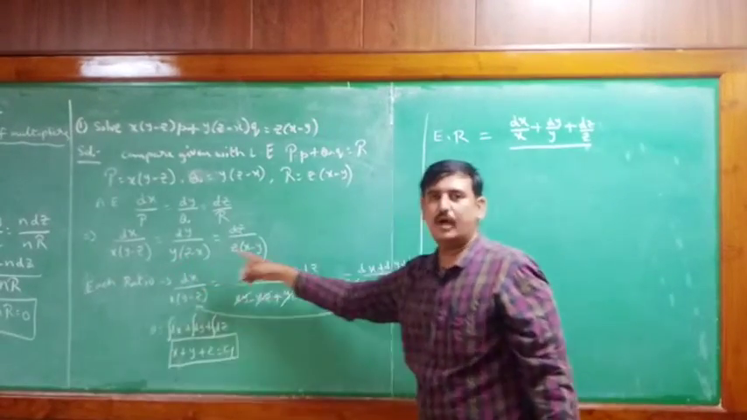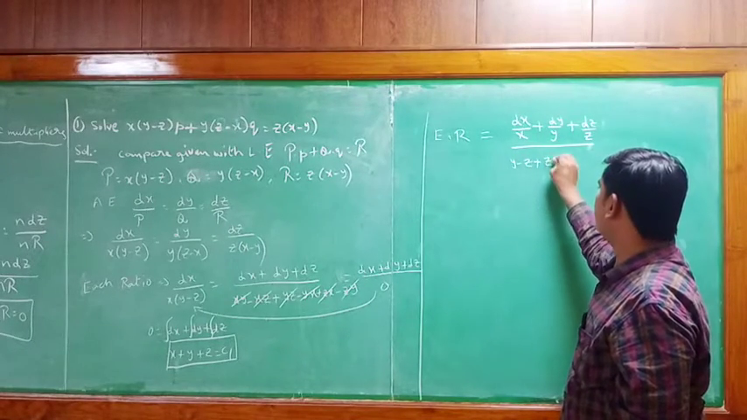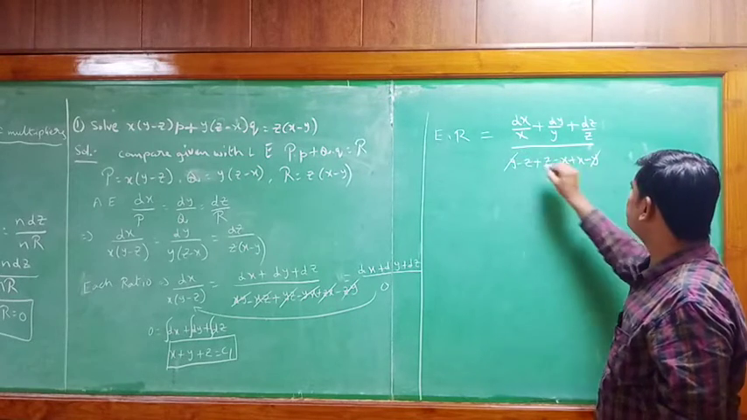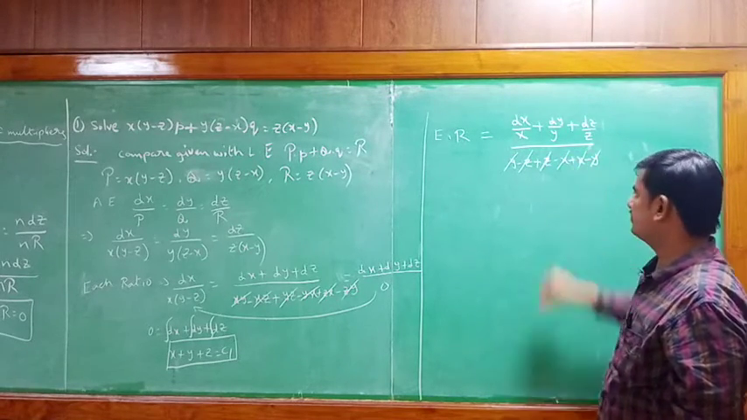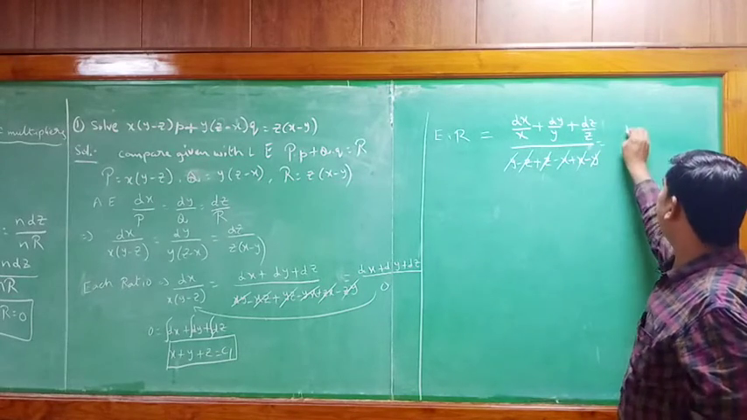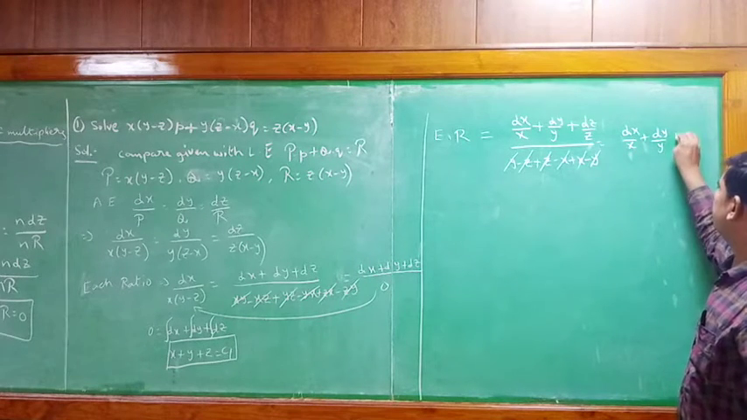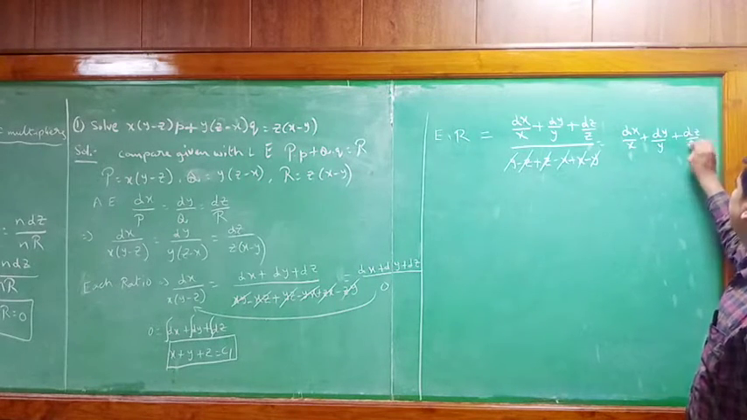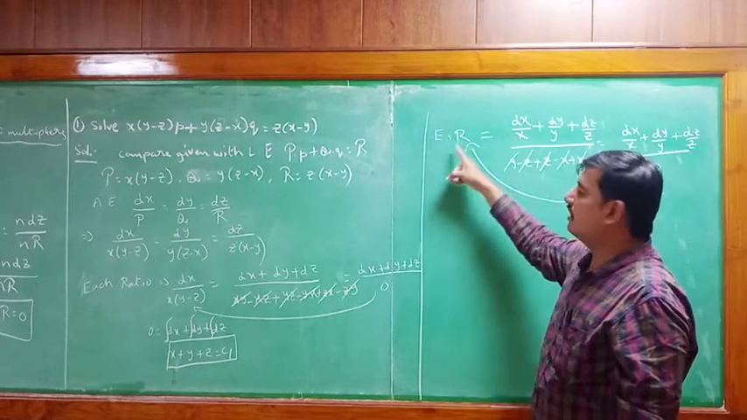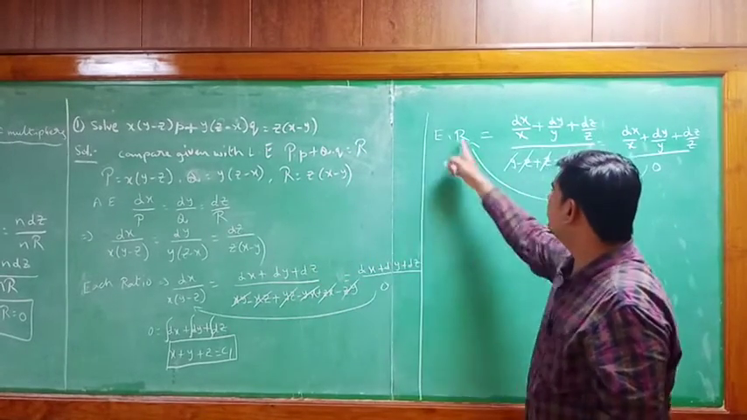In the denominator we have to add the remaining part. So y minus z plus z minus x plus x minus y. So plus y minus y got cancelled, minus z plus z got cancelled, minus x plus x got cancelled. So our denominator became 0. Therefore, what I got? dx by x plus dy by y plus dz by z, by 0. So cross multiply this 0 to this side. What do we have here? We have each of the three ratios, right? So 0 into anything becomes 0.